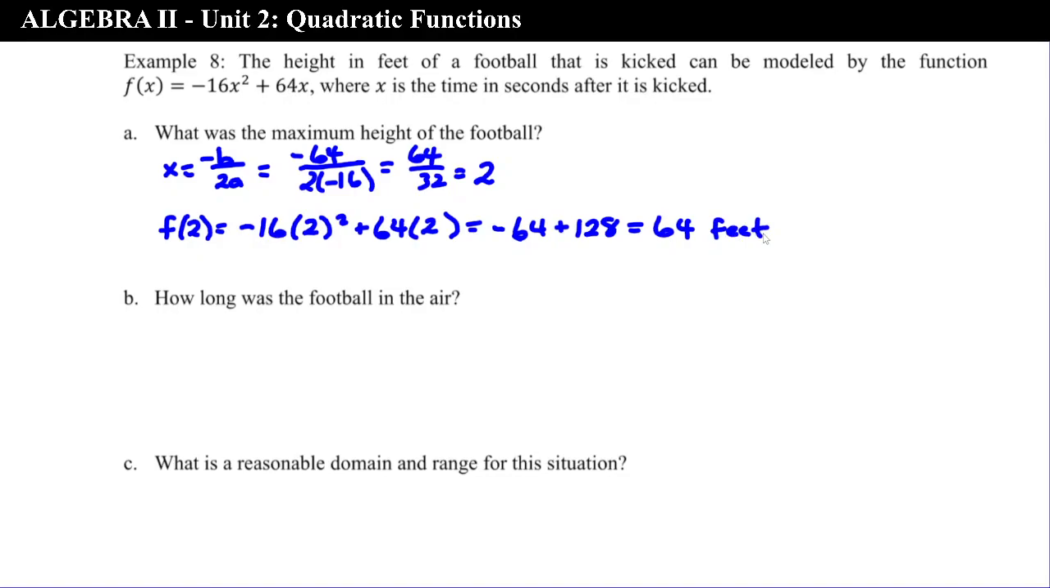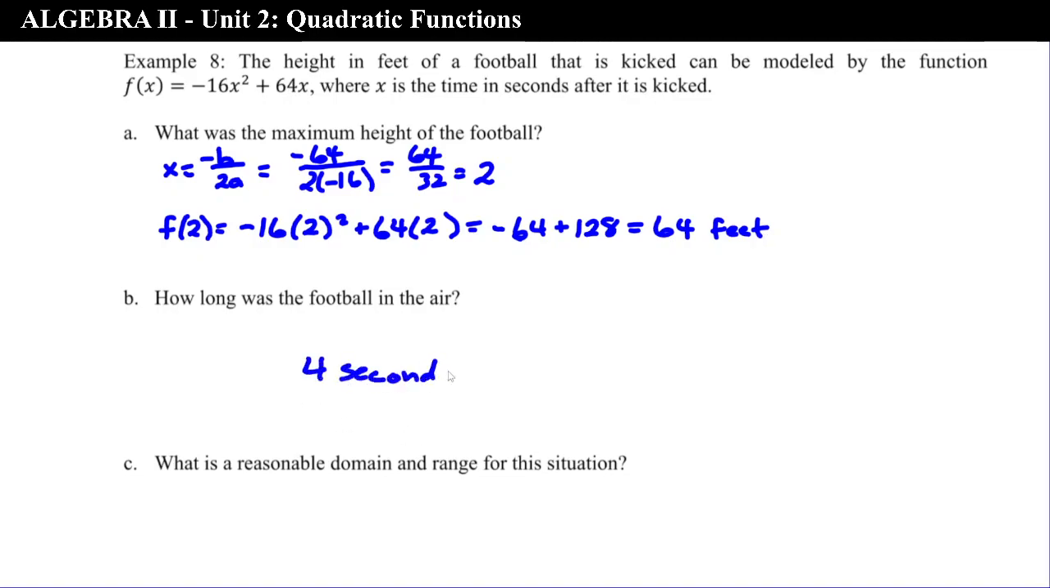Now, how long was the football in the air? So for this one, you'll notice that there's no c value. There's no y-intercept, which means we're starting from the ground and we're ending on the ground. So it took 2 seconds for it to go from the ground to the maximum height. Since parabolas are symmetrical, it's going to take another 2 seconds for it to go from its maximum height back down to the ground. So therefore, it would have been in the air for 4 seconds.